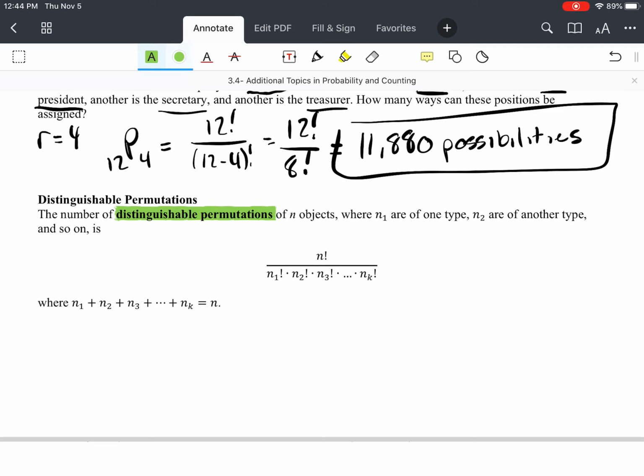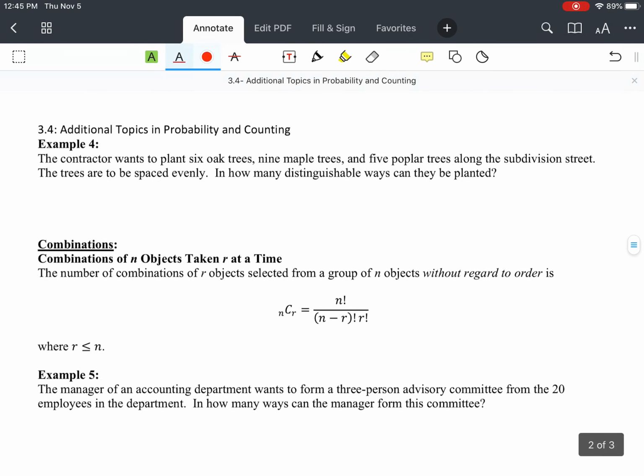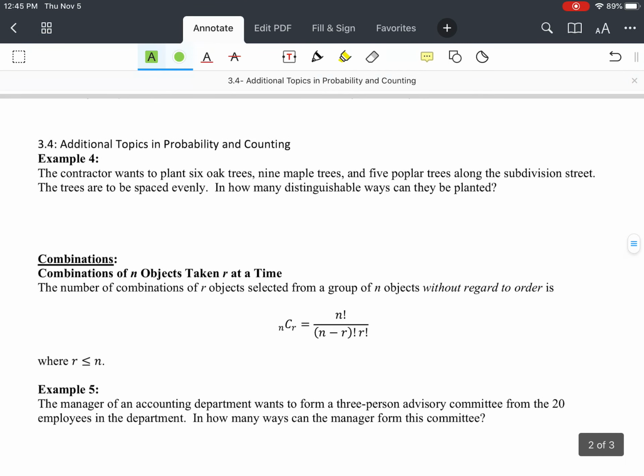Okay, so distinguishable permutations. The number of distinguishable permutations of n objects where n1 are of one type, n2 are of another type, and so on, can be written using this formula, where n is equal to the sum of the bottom row. So the key word here is distinguishable permutations.